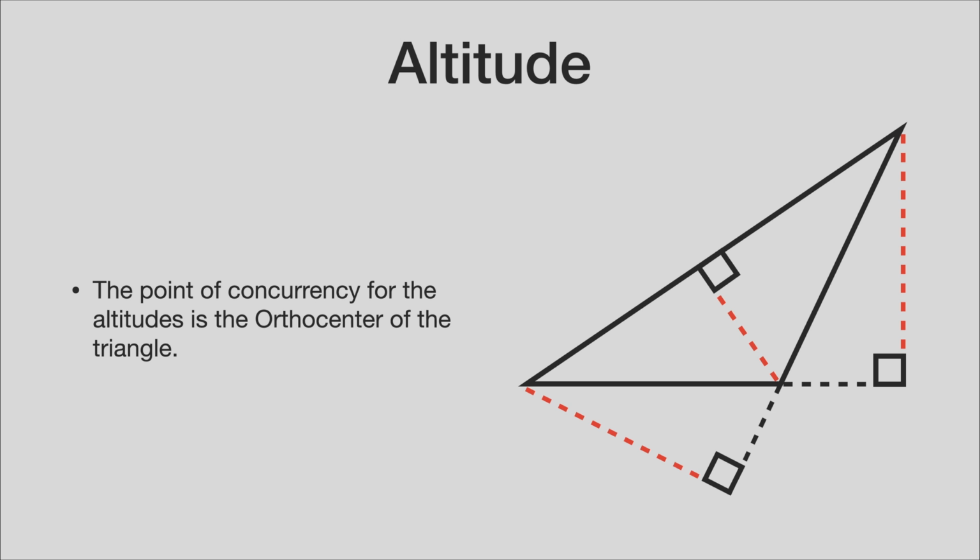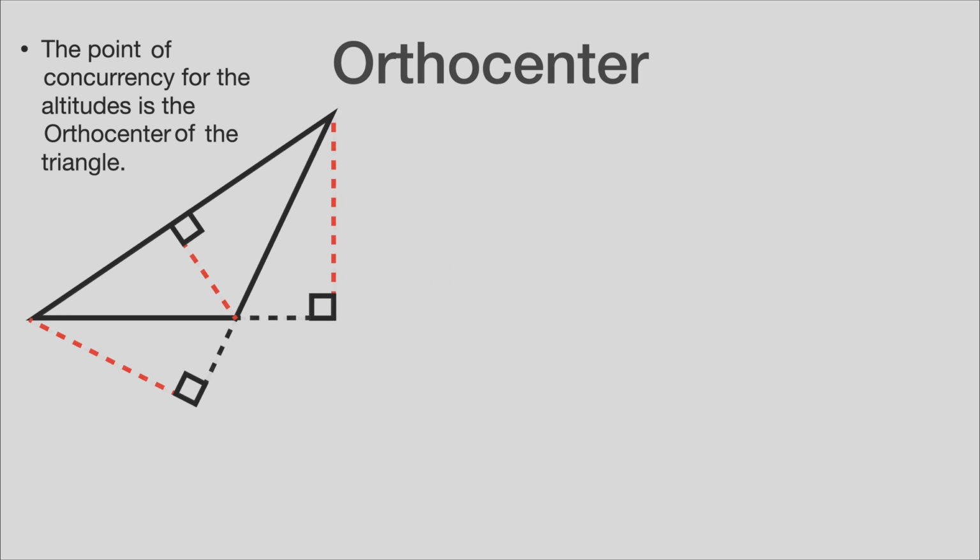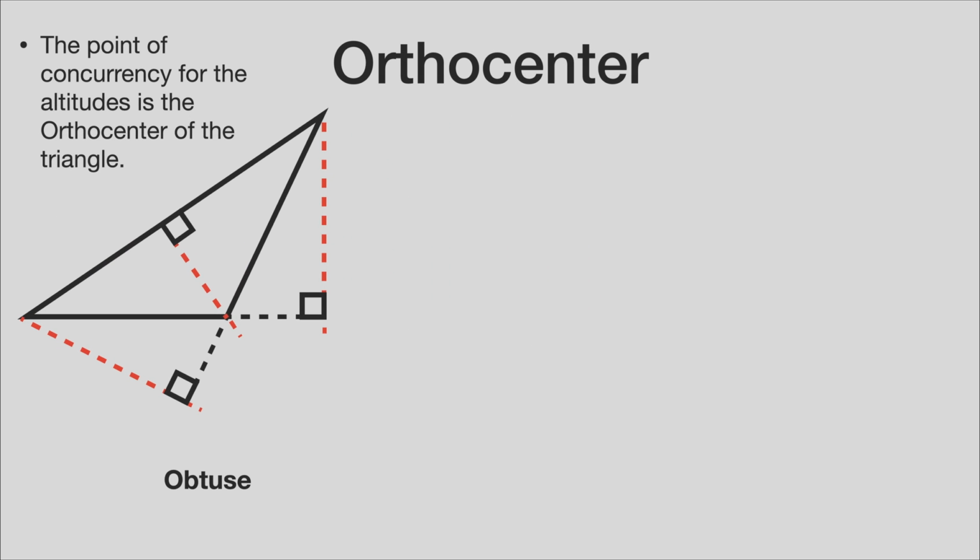So the point of concurrency for the altitudes is known as the orthocenter of a triangle. And so let's look about how we get to the orthocenter with some different types of triangles. We're going to start with an obtuse triangle. And as you can see, the obtuse triangle's altitudes all end up meeting outside of the triangle. So the orthocenter is outside on an obtuse triangle.